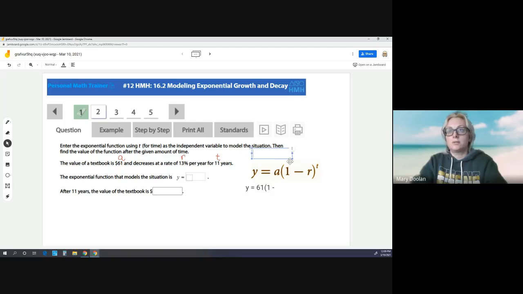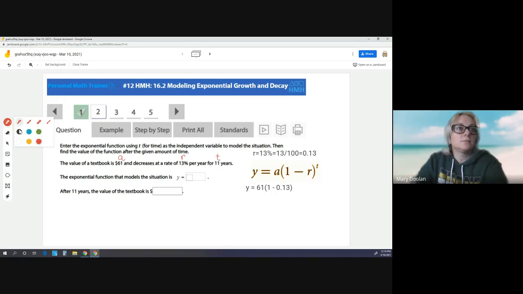So up here, I'm just going to put that r equals 13%, which is the same as 13 per 100, which is the same as 0.13. So we do have to convert our percent to a decimal. Close the parenthesis. And then I'm just going to put in this variable of t.